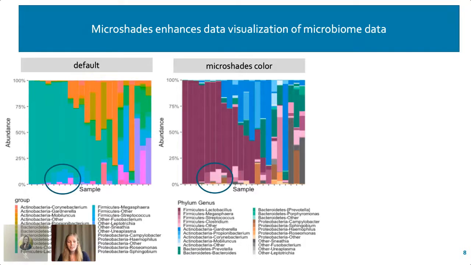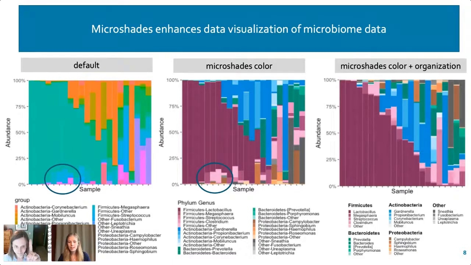If you look at the firmicute samples circled, you can tell that the CVD colors drastically improve the distinguishability of colors. This last plot uses microshades CVD accessible colors and microshades organizational functions so that the layout of the data further improves visibility of trends. Microshades was also used to generate a custom legend that further shows the organization of the data.